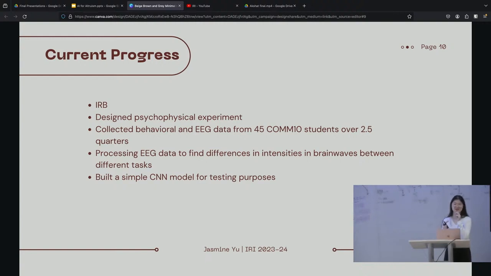And before that, I've done a lot of literature review and honing down on the research problem and writing the research proposal, and also designing and implementing the psychophysical experiment and collecting data. And I'm in the process of processing these data that I've collected and building a model.